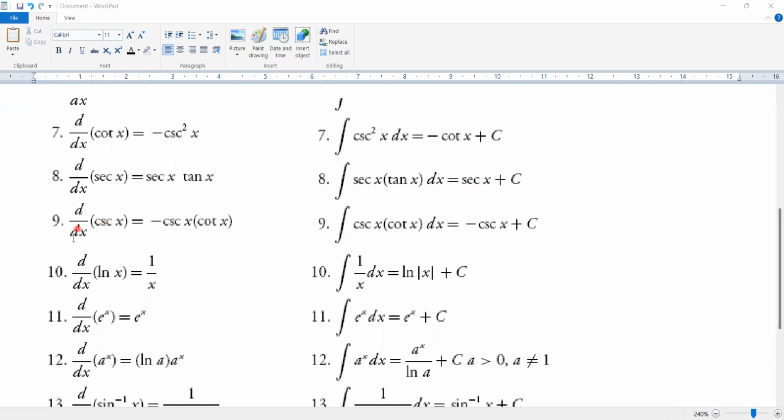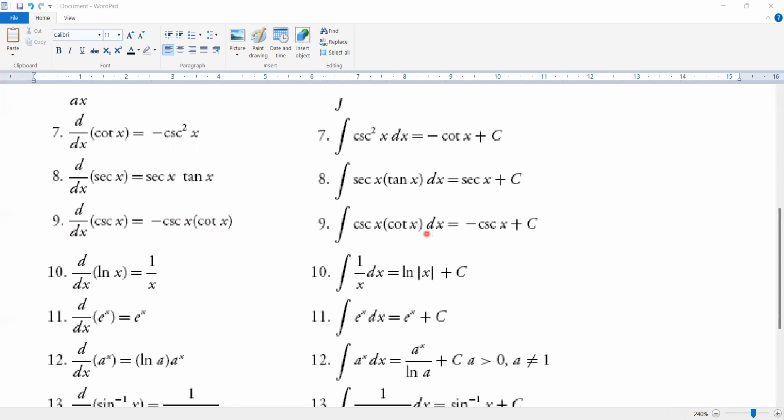Derivative of cosec x with respect to x is minus cosec x into cot x.